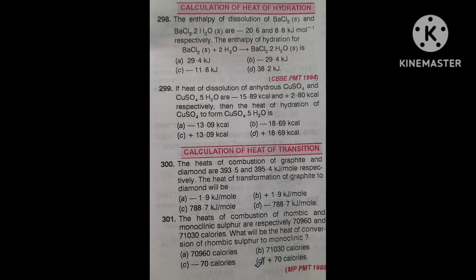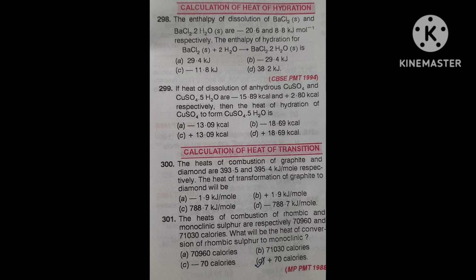The same way you have to solve. Again I am repeating the question. The heats of combustion of rhombic and monoclinic sulfur are respectively 70960 calorie and 71030 calorie. Both values are given. Heat of combustion of rhombic is 70960 and for monoclinic sulfur its value is 71030, which is more. What will be the heat of conversion of rhombic sulfur to monoclinic?